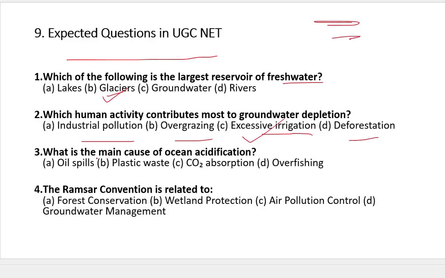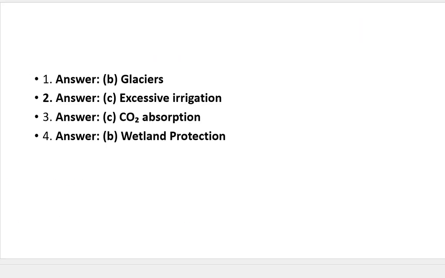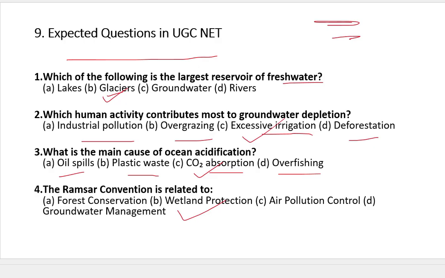What is the main cause of ocean acidification? What could be the answer? Here the options are oil spill, plastic waste, carbon dioxide absorption, overfishing. The answer is carbon dioxide absorption. The last one: the Ramsar Convention is related to wetland protection. I have mentioned it during the wetland topic. So yeah, here's the answer. So this is all about the hydrosphere.